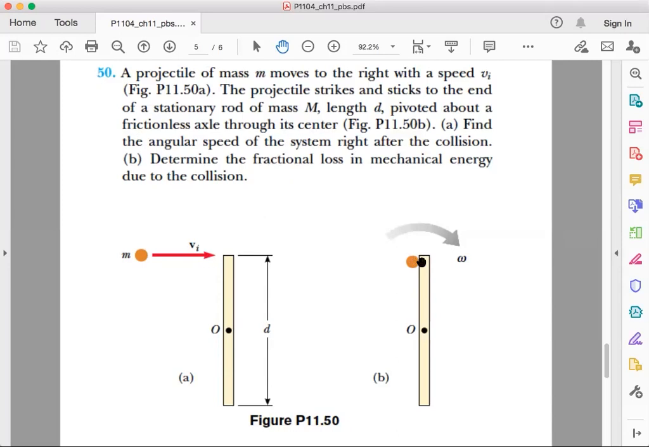Once the particle sticks to the rod, both rotate about the axle passing through the center of the rod with an angular speed omega. First you have to find this angular speed, and then determine the fractional loss of mechanical energy due to the collision. Note that this collision happens in the horizontal plane, so we are looking from above at what is happening. So there is no variation in the gravitational potential energy, and only the kinetic energy is changing during the collision. Let's move to the whiteboard.